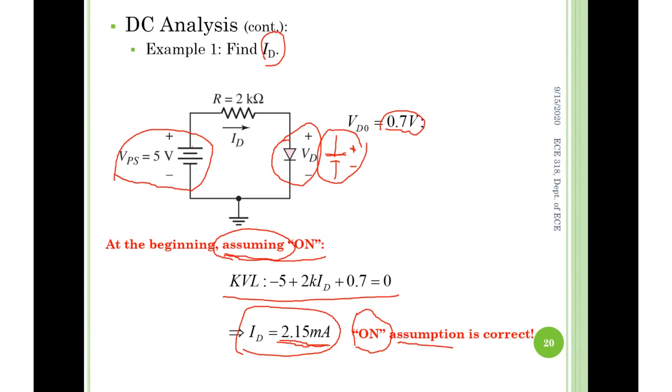Of course, we can have more examples, but today we just need to become familiar with the concept. So basically, that's the lecture for today.